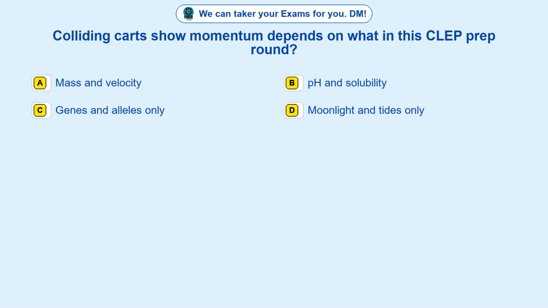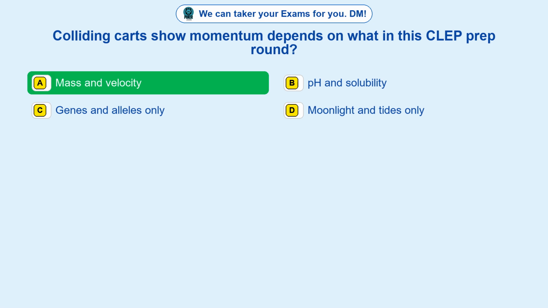Question 62. Colliding carts show momentum depends on what in the CLEP prep round? Option A, mass and velocity. Option B, pH and solubility. Option C, genes and alleles only. Option D, moonlight and tides only. The correct answer is option A.